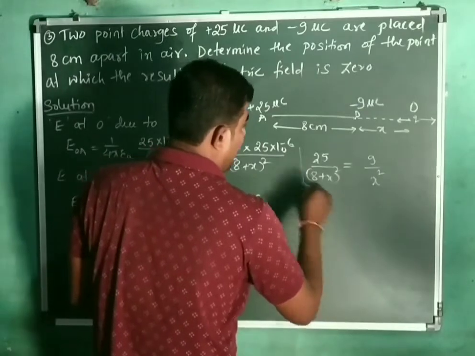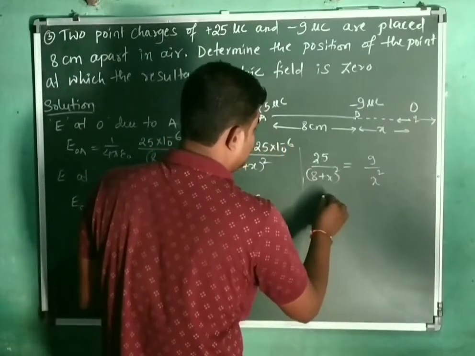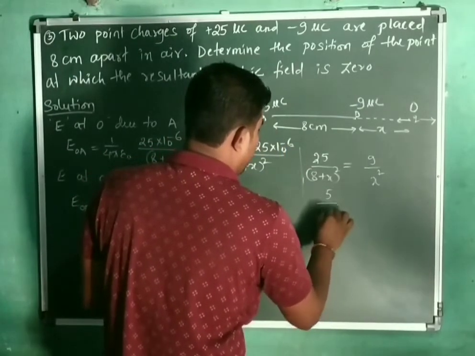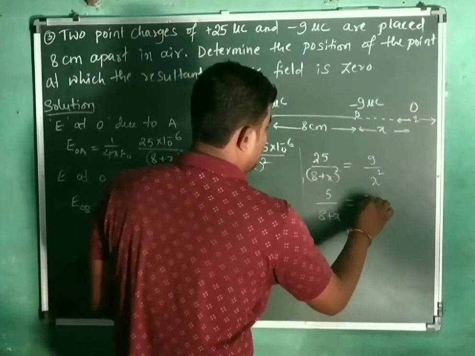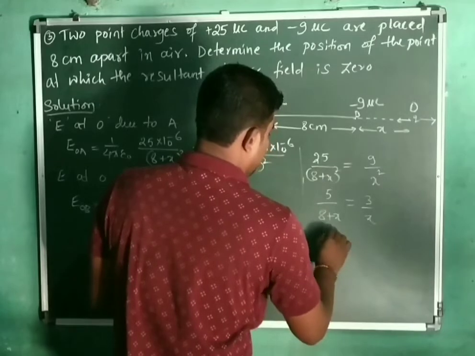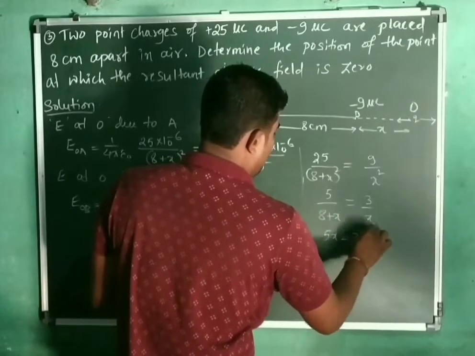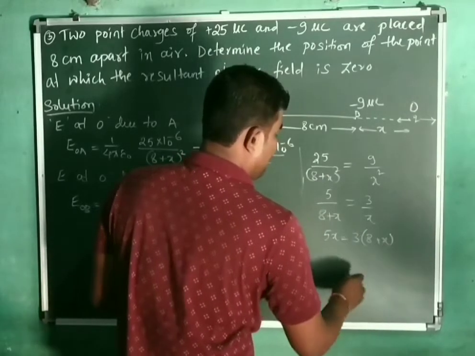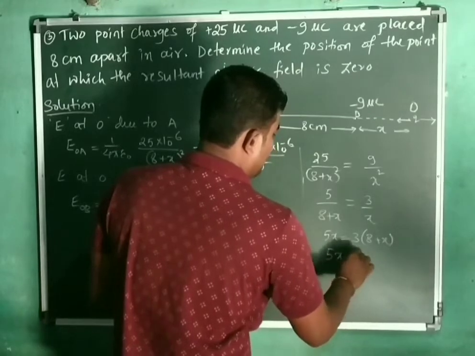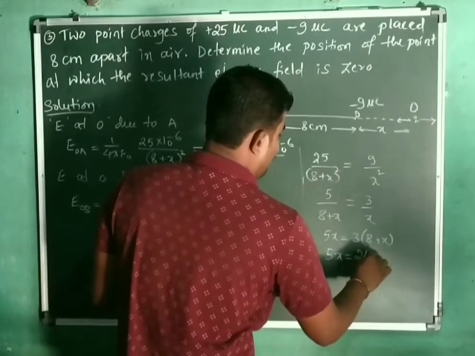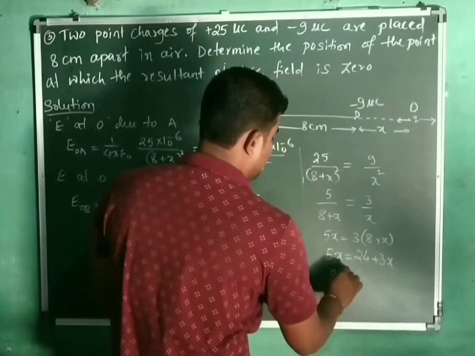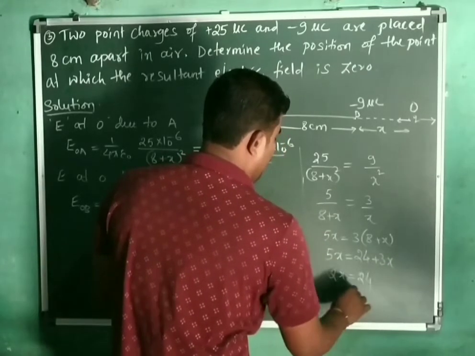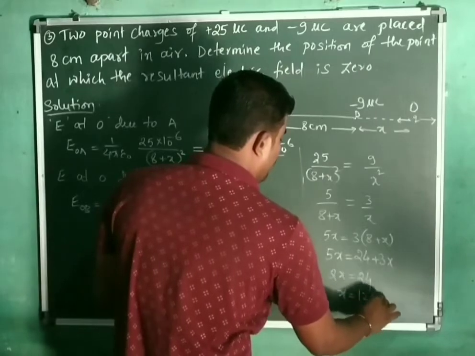And I can write it as 5 divided by 8 plus x is equal to 3 divided by x. So 5x is equal to 24 plus 3x, and 5x minus 3x is 2x equal to 24, and x is equal to 12 centimeter.